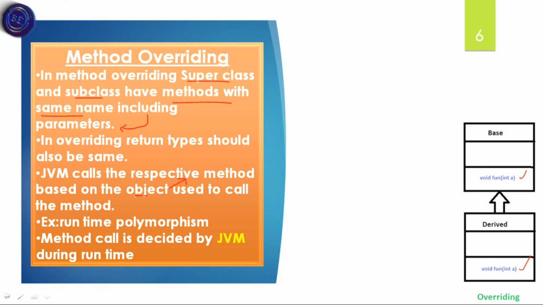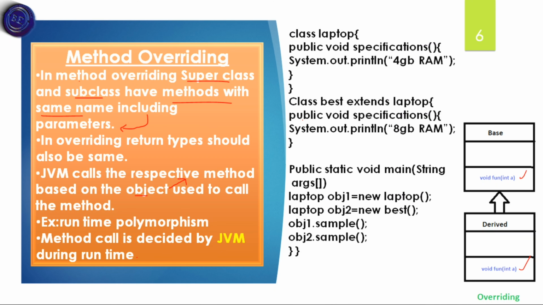Overriding is an example of runtime polymorphism. The method call is decided by the JVM during the runtime, while during compile time the method call is decided in method overloading. So now let us discuss an example.